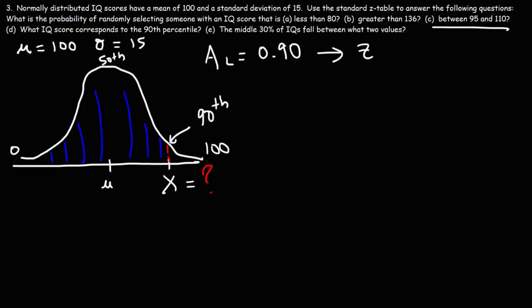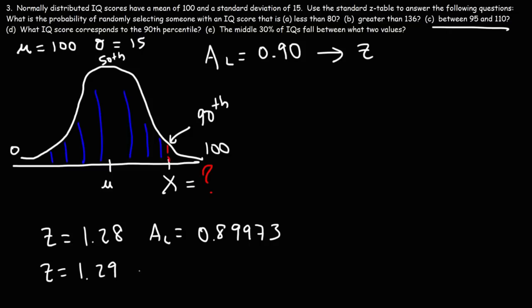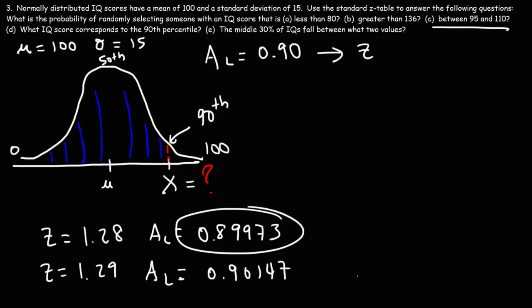Now there's two values of interest. A z-score of positive 1.28 has an area of 0.89973, and a z-score of 1.29 has an area to the left of 0.90147. Now this value is a lot closer to 0.9 than this value. It's about 5 times as close.